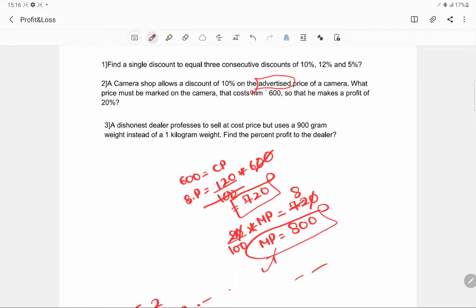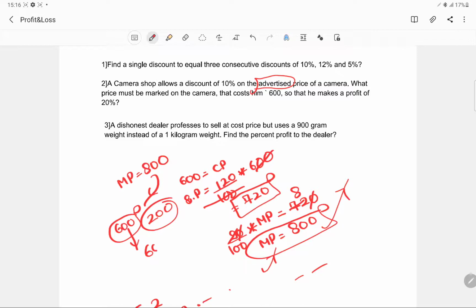What price must be marked on the camera? So the marked price should be 800, and how much should it be marked up? So 600 was the cost price. The marked price was actually rupees 800. There is a difference of 200. So 10% over the cost price is 60, so it has been marked up by 30% plus.